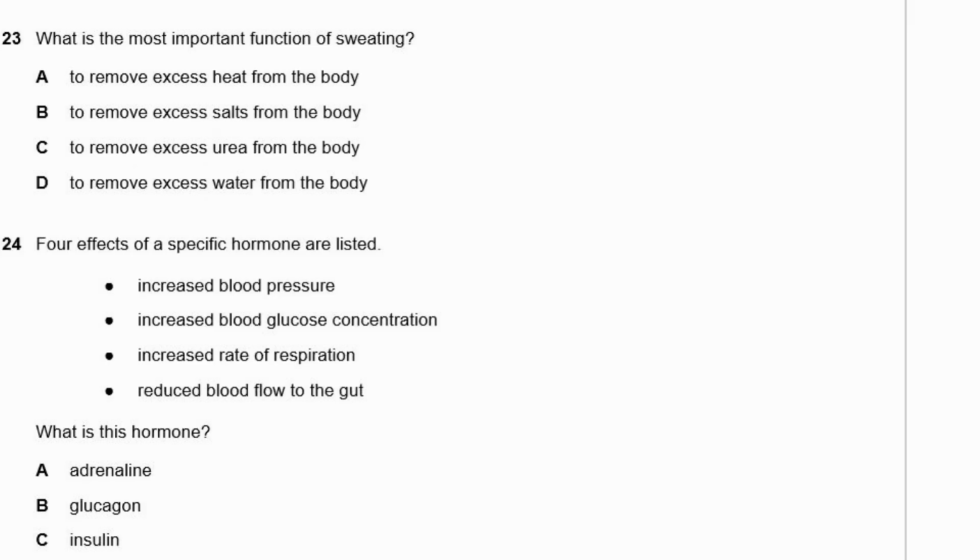Question 23. What is the most important function of sweating? To remove excess heat from the body. Yes, that is the most important function of sweating. I'm going to circle that one. To remove excess salts from the body. Well, it does remove excess salts, but that's not something you actually want. You like those salts. They help keep everything in balance. To remove excess urea from the body. No, it doesn't really remove excess urea. And to remove excess water from the body. It definitely removes excess water, but that's not something you want. You want that water. So the answer is A.